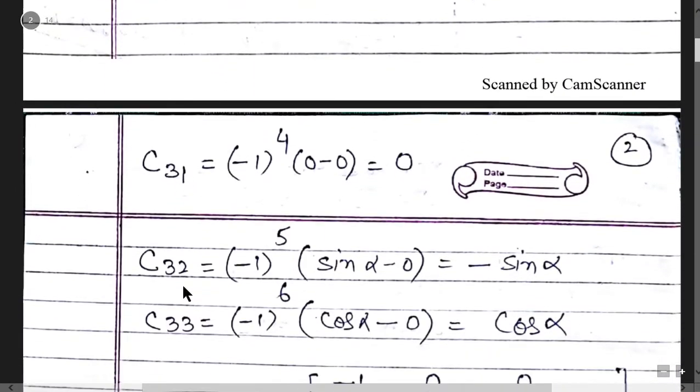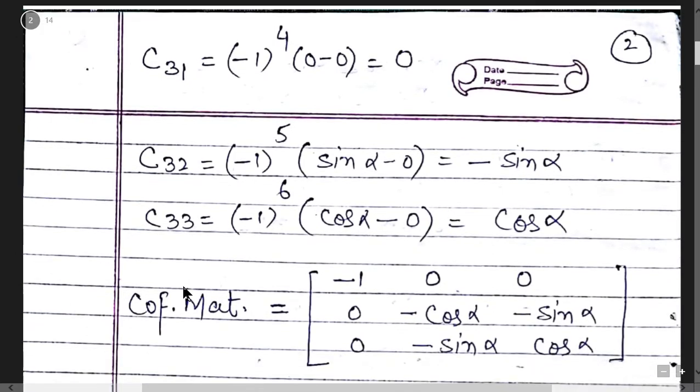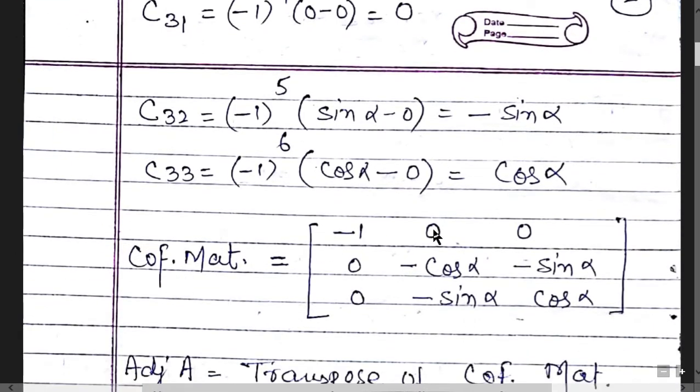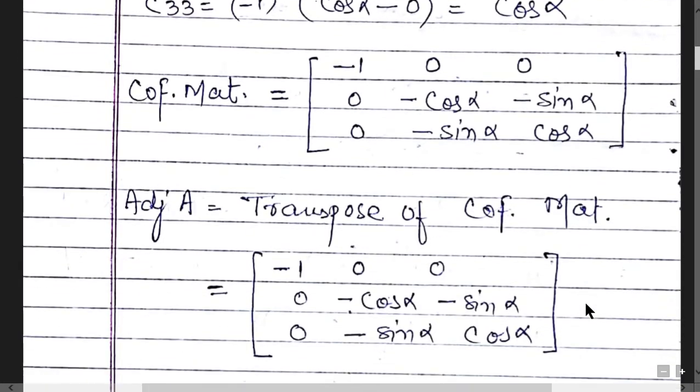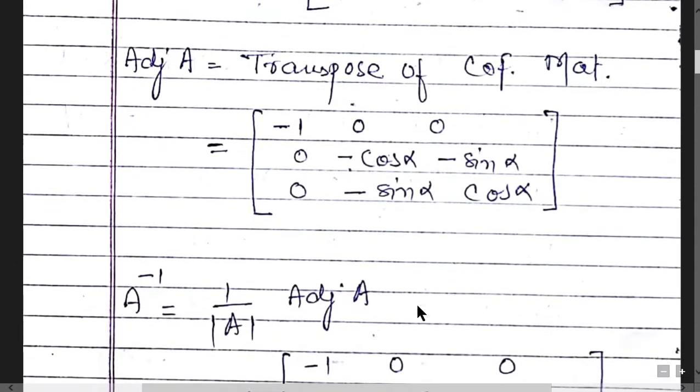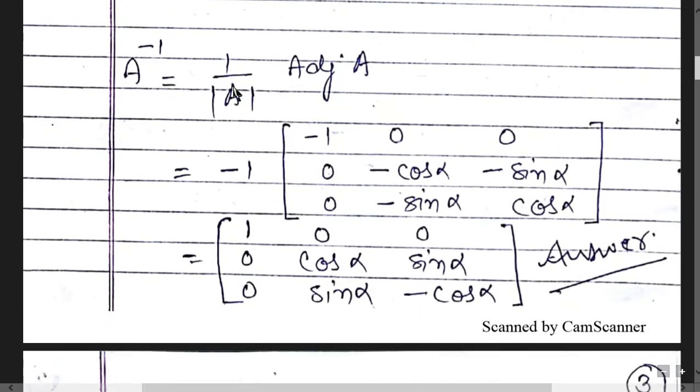After the calculation of cofactors, you can design cofactor matrix. It's minus 1 0 0, 0 minus cos alpha minus sine alpha, 0 minus sine alpha cos alpha. Then write the transpose of this cofactor matrix, and after writing the transpose you can calculate inverse of A, that is given matrix. Because negative sign is there, you can change the sign here: 1 0 0, 0 cos alpha sin alpha, 0 sin alpha and minus cos alpha. That's the answer.